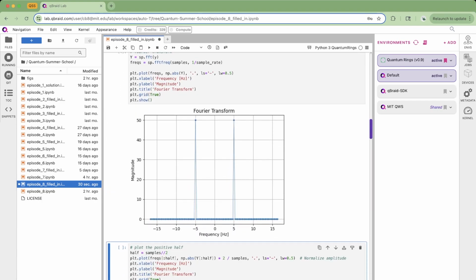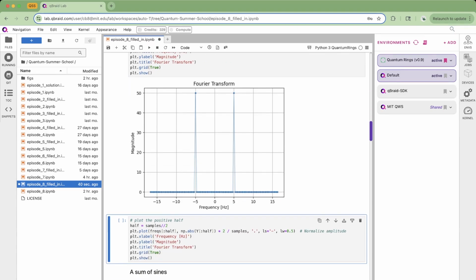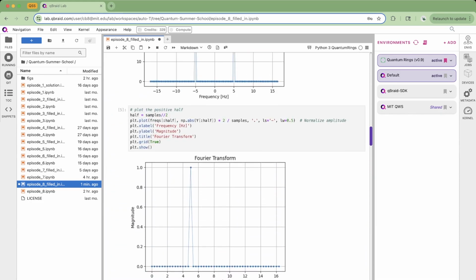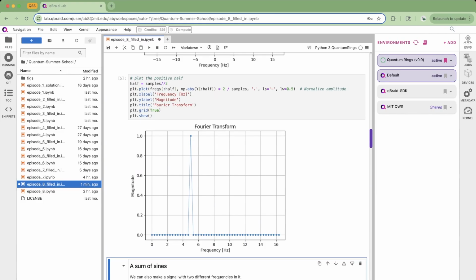And the Fourier transform looks like this. You can see everything is 0, and then we have 2 peaks at 5 and minus 5. So actually, every time we do the Fourier transform, we would have this duplication. It's going to be mirrored over 0 because plus or minus frequency is essentially the same. So we can just plot the positive half. This makes sense because we're basically 100% certain about what the frequency is. We have just a single tone in our signal.